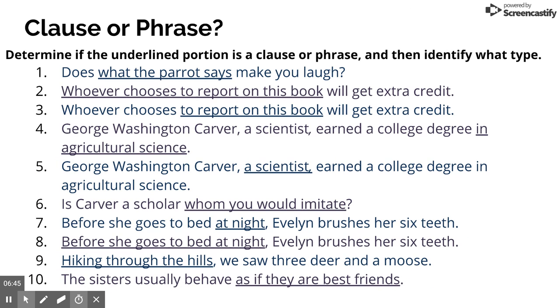Now, to wrap things up for today, let's put together what we learned about clauses with what we already know about phrases. So pause the video here and then review the underlined portions of these sentences and jot down if they're clauses or phrases. To challenge yourself, see if you can identify what type of phrase or clause each underlined portion is.